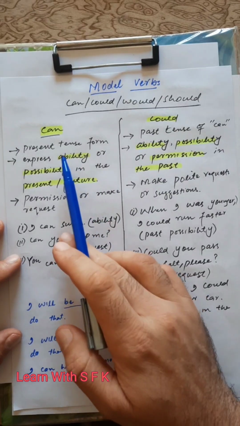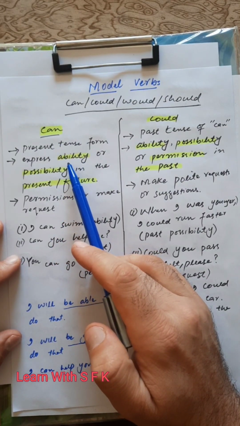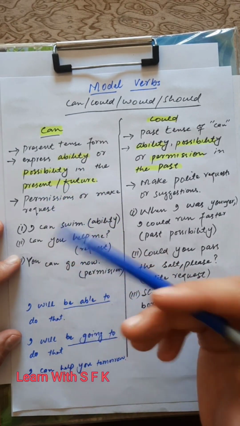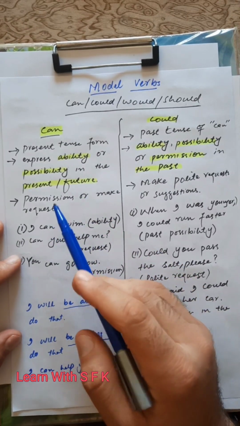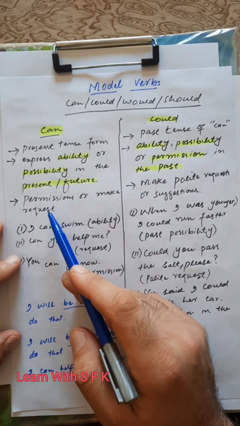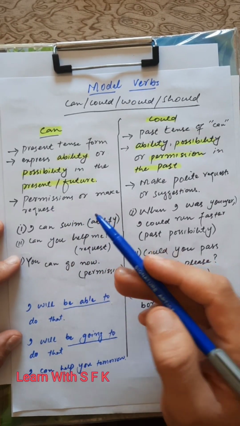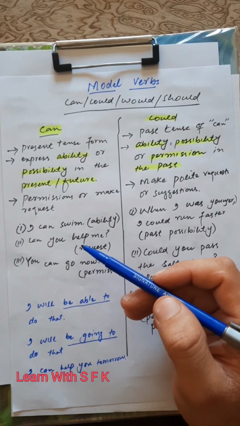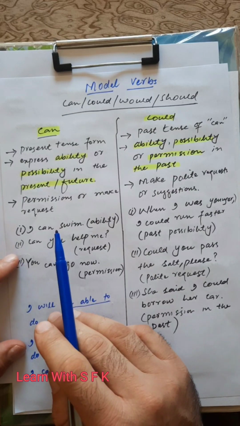So we can use can for expressing the ability to do something, or the possibility or occurrence of something in the present or future. We can also use can for giving permission or making requests. So let us discuss how we can use can in all these scenarios.